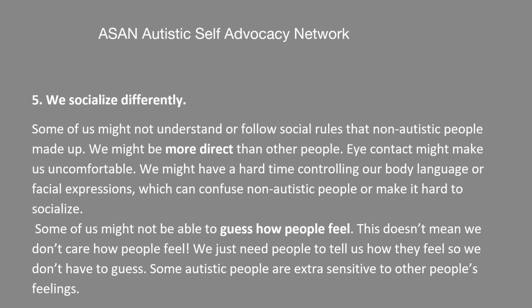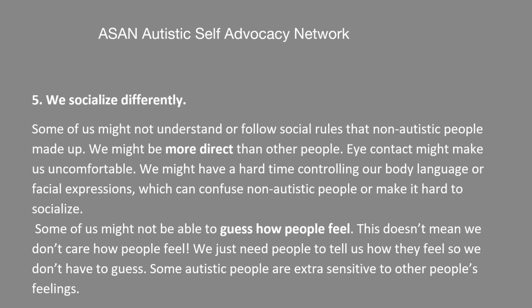Some of them may not understand or follow social rules that non-autistic people make up. They might be more direct than other people. Eye contact might make them uncomfortable. They might have a hard time controlling their body language or facial expressions, which can confuse non-autistic people or make it hard to socialize. Some of them may not be able to guess how people feel. This doesn't mean that they don't care how people feel. They just need people to tell them how they feel so that they don't have to guess.